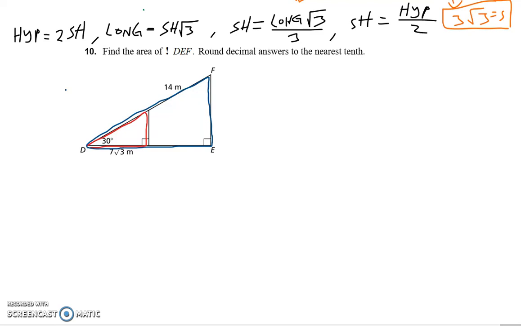Find the area of DEF. I'm going to run out of time on this video. Okay, I'll finish this on another video. There's only a 15-minute limit on these screencast videos, so I'll finish this in a sec.